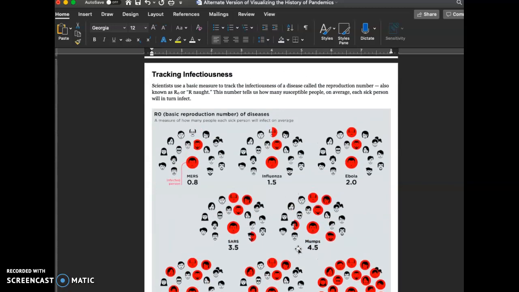So now we're going to talk about tracking infectiousness. Scientists use a basic measure to track the infectiousness of a disease called the reproduction number, also known as R sub 0, which is right here, or R naught, N-A-U-G-H-T. So R sub 0, R naught, and reproduction number are all the same thing. This number tells us how many susceptible people on average each sick person will in turn infect.